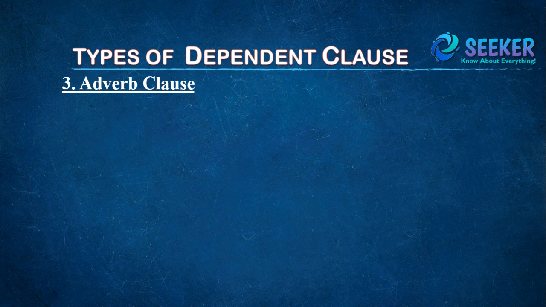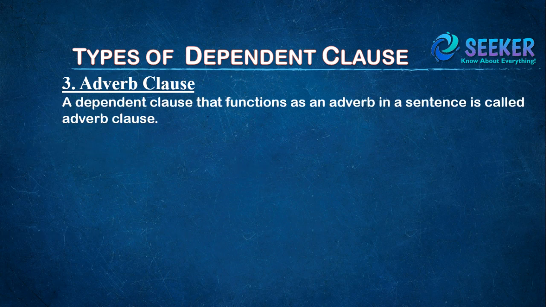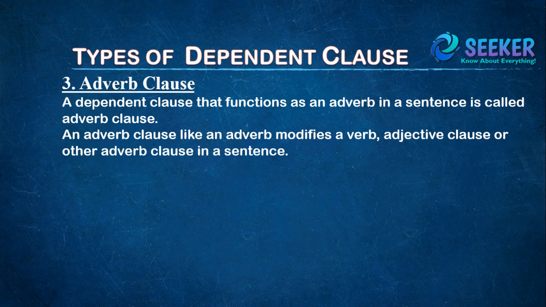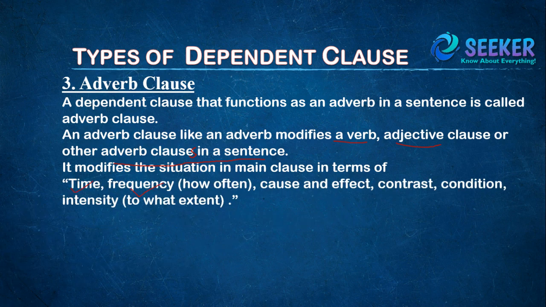Now let's explain the third type of dependent clause, that is adverb clause. A dependent clause that functions as an adverb in a sentence is called an adverb clause. An adverb clause, like an adverb, modifies a verb, an adjective, and other adverbs in a sentence. It also modifies the situation in the main clause in terms of time, frequency, cause and effect, contrast, condition, intensity, to what extent, etc.